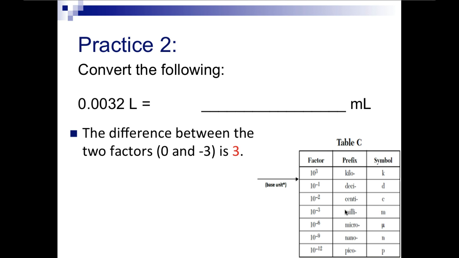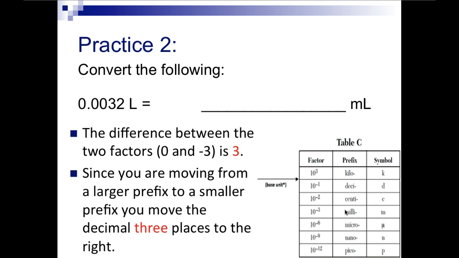Now you just have to figure out which direction. Since you're going from a larger unit, one that's higher on your list, to a smaller unit, one that's lower on your list, you're going to have to move your decimal point 3 places to the right. And when you do that, you get 3.2 milliliters.